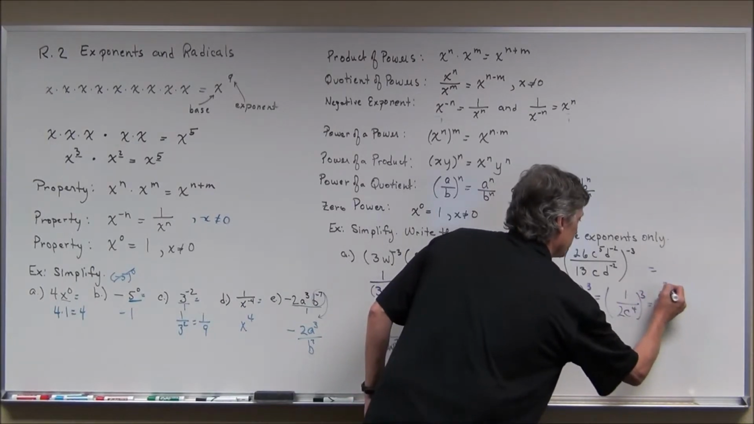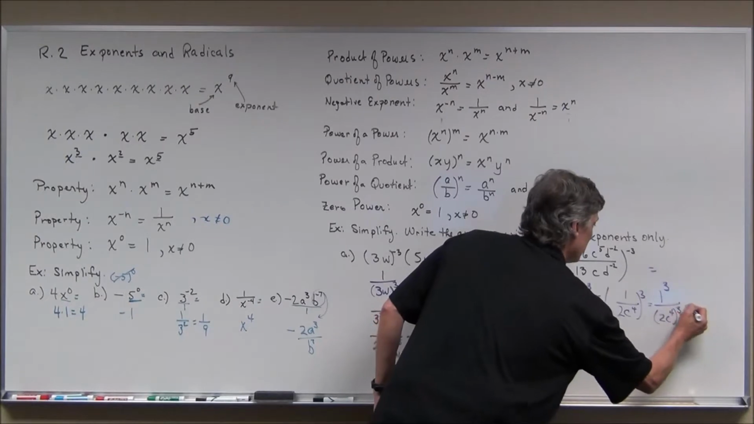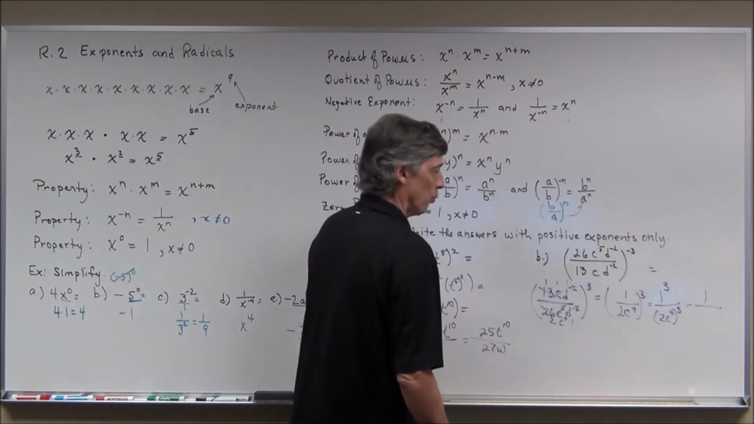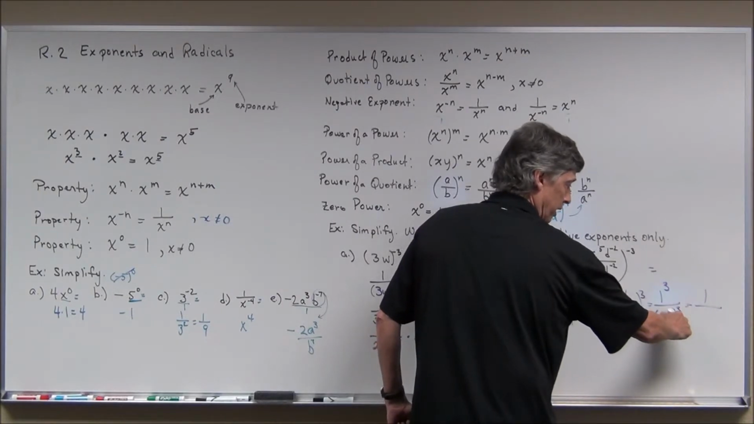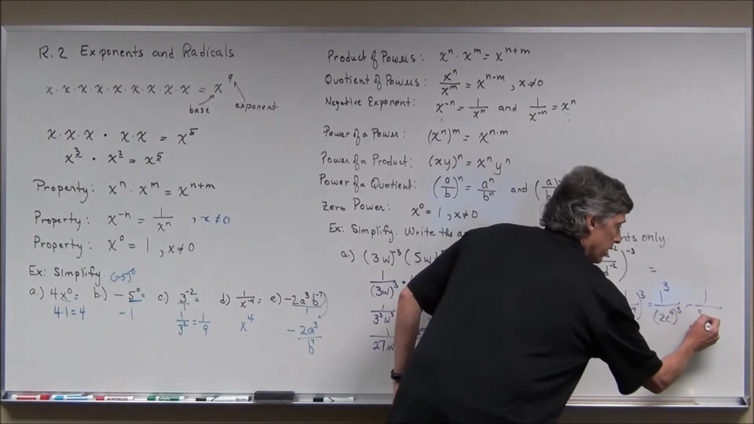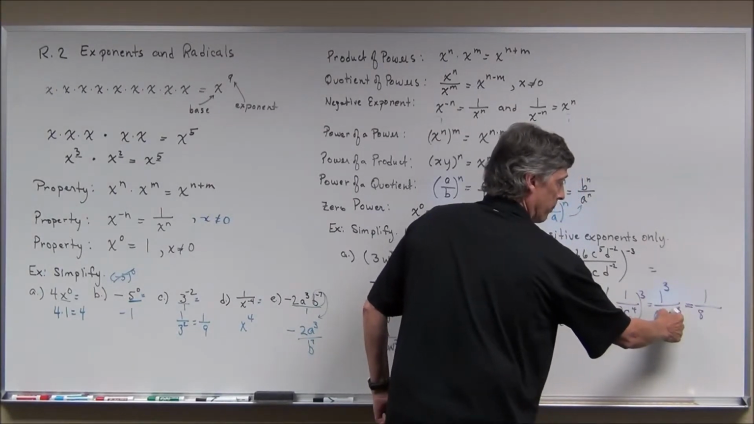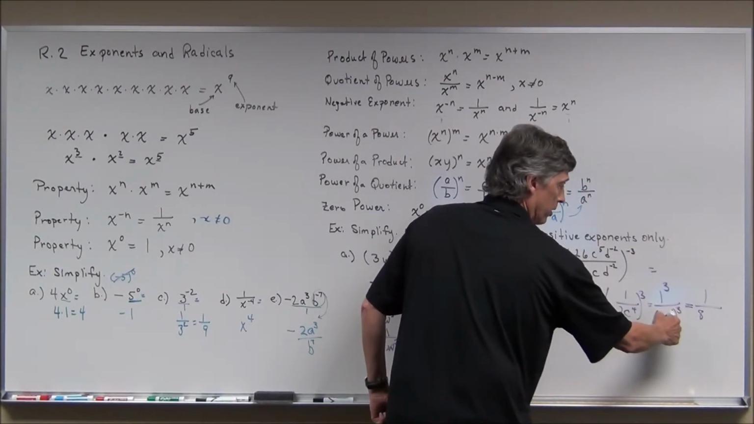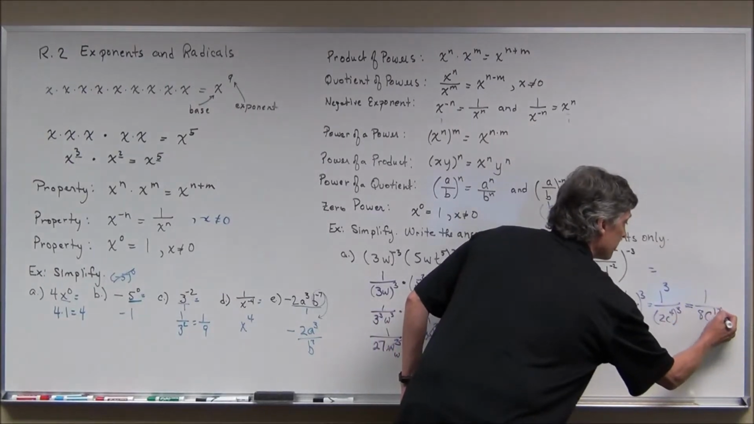Well, that means the 1 gets cubed and the 2c to the 4th gets cubed. Well, 1 cubed, of course, is 1. 2c to the 4th being raised to the 3rd power means the 2 gets raised to the 3rd power. 2 to the 3rd is 8. And the c to the 4th gets raised to the 3rd power. And power to a power, you're going to multiply. That's going to be 8c to the 12th.